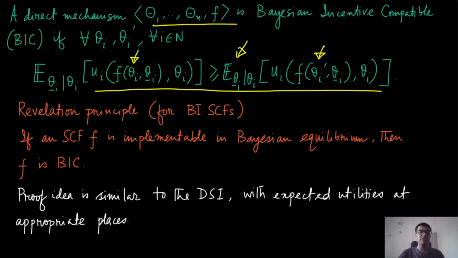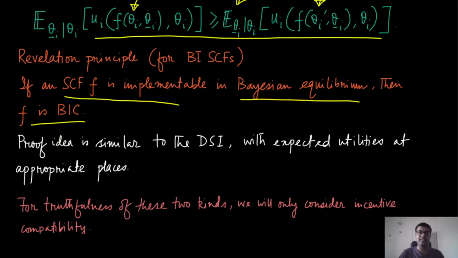Now a very similar result to the one for dominant strategy implementable social choice functions holds here as well, and this is called the revelation principle for Bayesian implementable social choice functions. The statement is very similar. If the social choice function f is implementable in Bayesian equilibrium via some indirect mechanism, then f is Bayesian incentive compatible as well. And the proof idea is exactly similar to the dominant strategy case, just that you will have to now work with expectations instead of the direct utilities. So I will also leave this as a homework exercise.